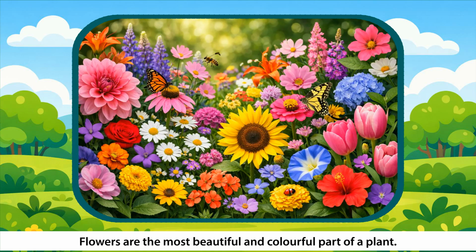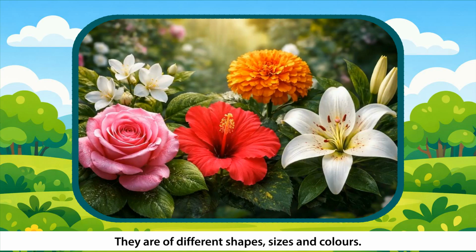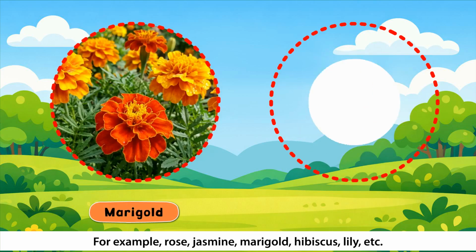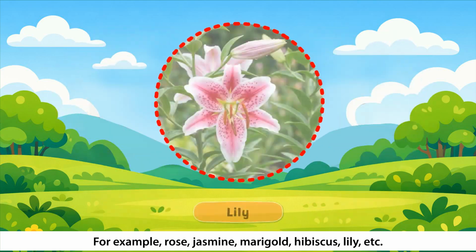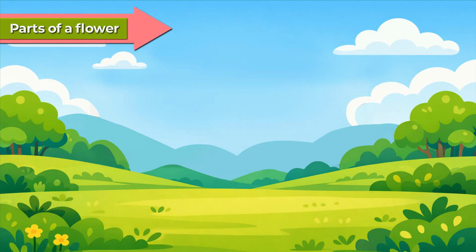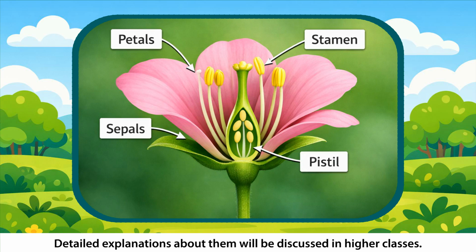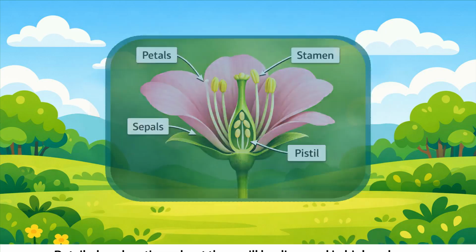Flowers. Flowers are the most beautiful and colorful part of a plant. They grow on plants to attract insects, bees, butterflies, etc. They are of different shapes, sizes and colors. Some flowers have a pleasant smell. For example, rose, jasmine, marigold, hibiscus, lily, etc. Parts of a flower. The different parts of the flower are sepals, petals, stamen, and pistil. Detailed explanations about them will be discussed in higher classes.